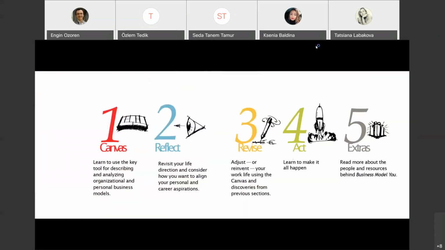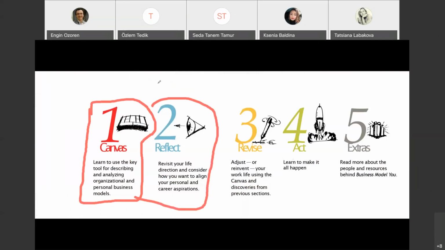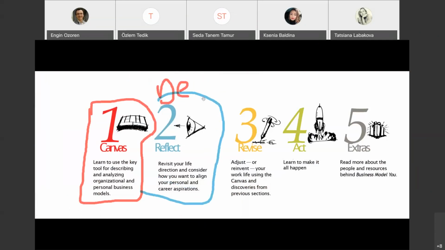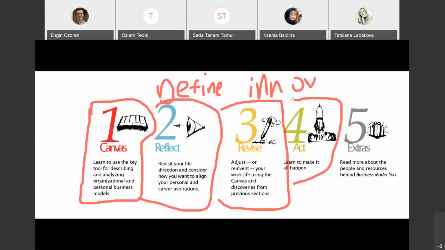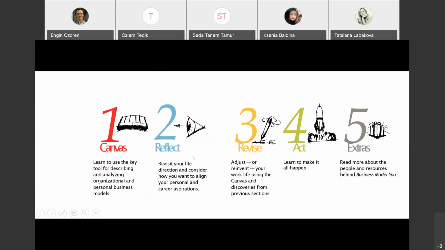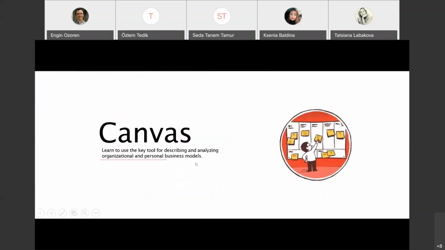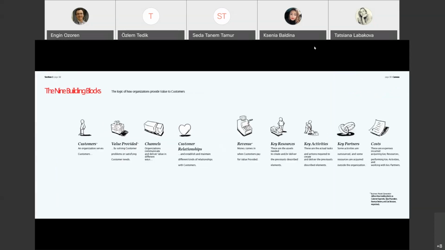I'm going to show the U version of the canvas: how to reflect, which is our define section, and then revise, which means the innovation section. Act means your prototype and test together. This is the first change from the business model to Business Model U. Let's see the canvas. Again, we have the same flow.